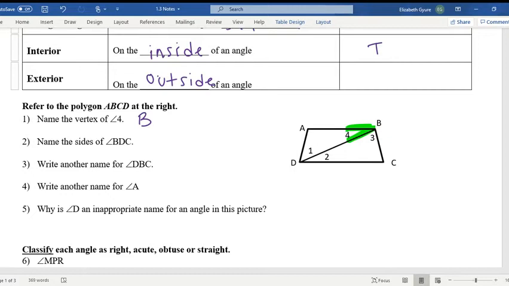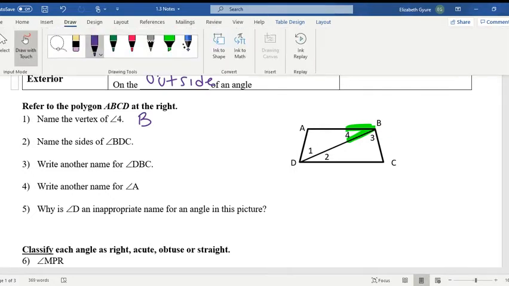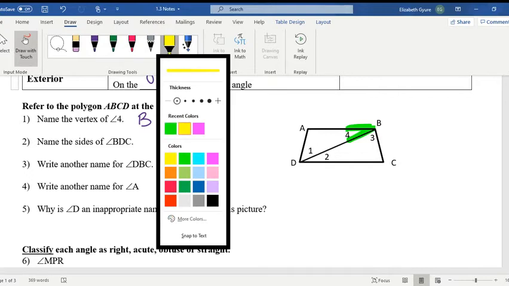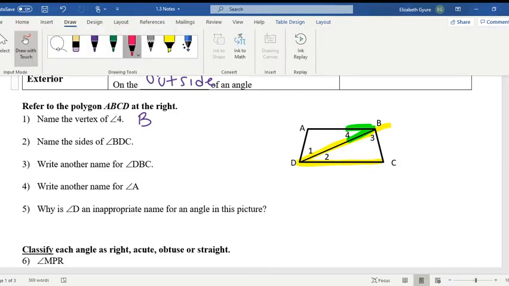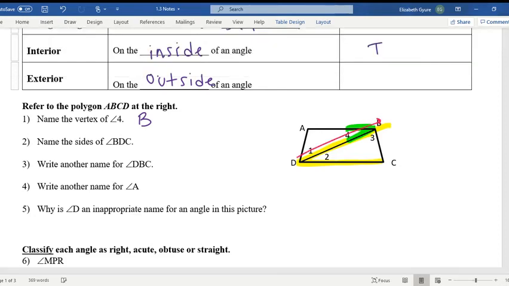Name the sides of angle BDC. So let's identify that one. That means we start at B, head towards D, that's our vertex, and then go back to C. So BDC is this angle here. The sides of it are going to be the rays that come out of point D. So from D to B is part of our angle, and from D to C. So we would say ray DB and ray DC.